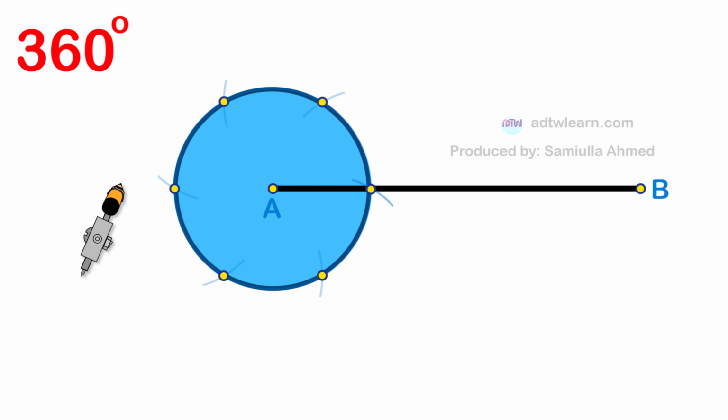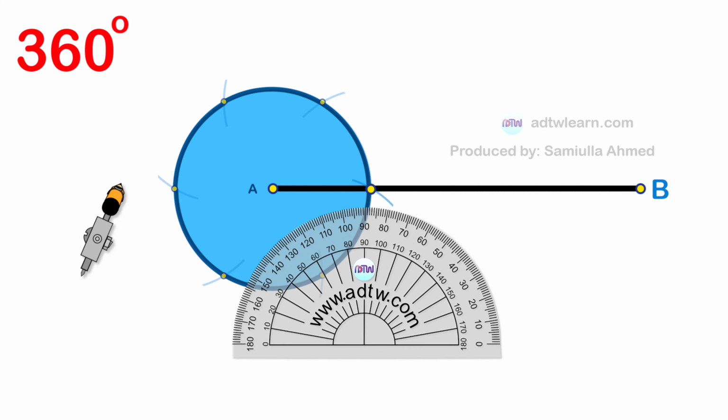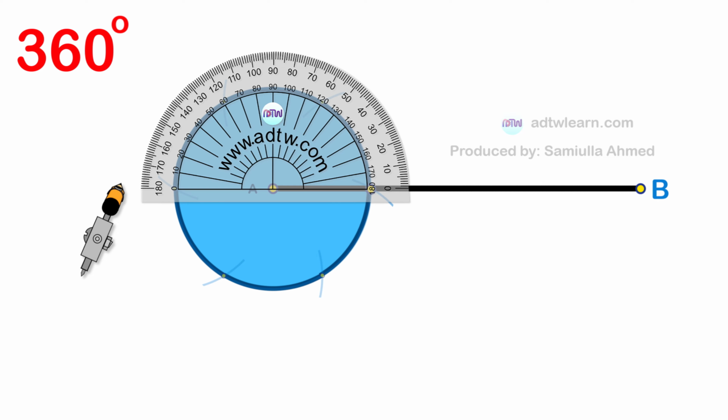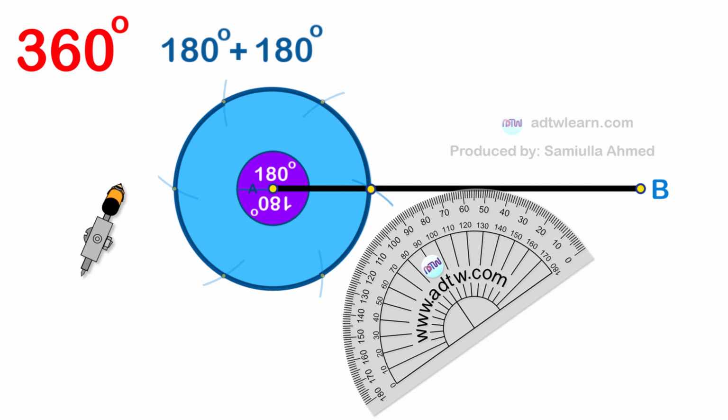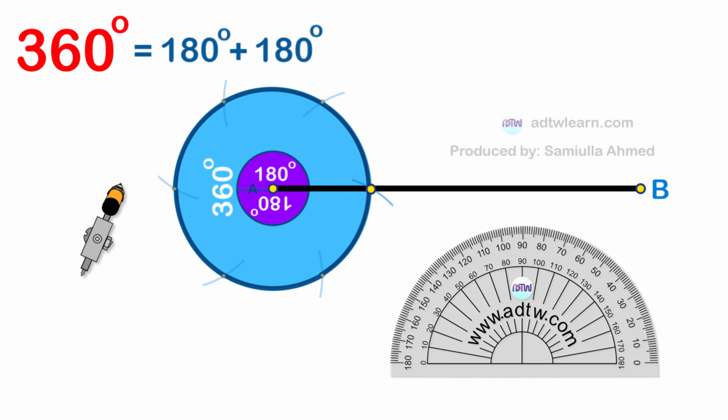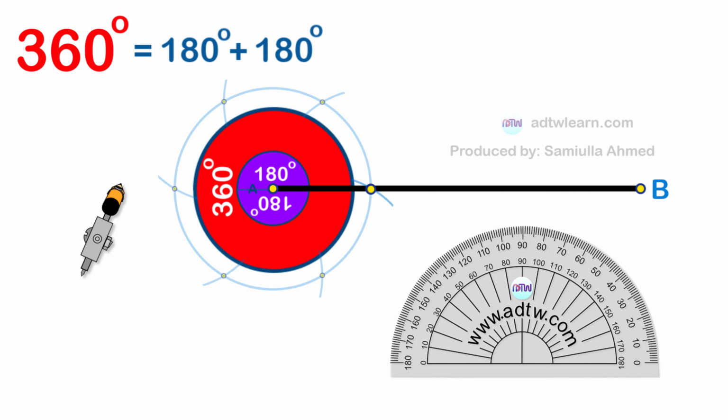You can cross-check by using a protractor. We can see that the angle from here to here is 180 degrees, plus this 180-degree angle, which will be equal to 360 degrees. Therefore, the total angle is equal to 360 degrees.